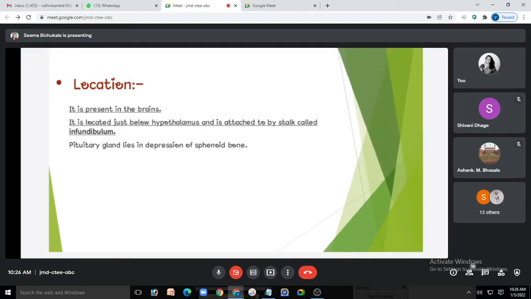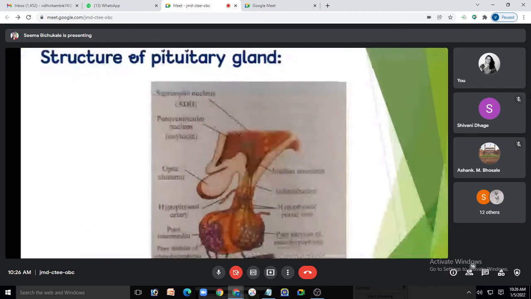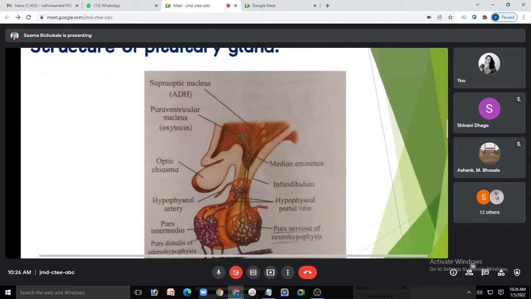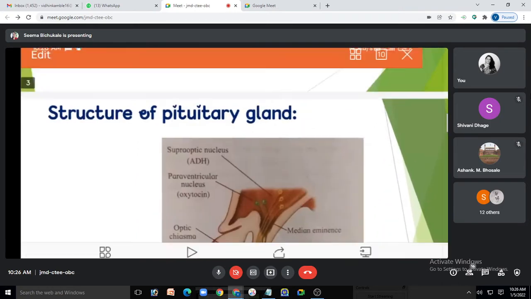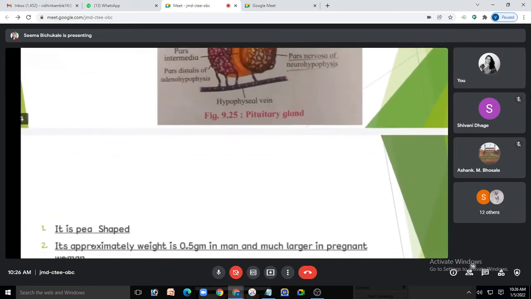Now we see the structure of the pituitary gland. Here is the diagram of the pituitary gland. All of you see? Yes. Okay. The pituitary gland is pea-shaped, and its approximate weight is 0.5 gram in man, and it is much larger in pregnant women. Now we see the actual structure of the pituitary gland.